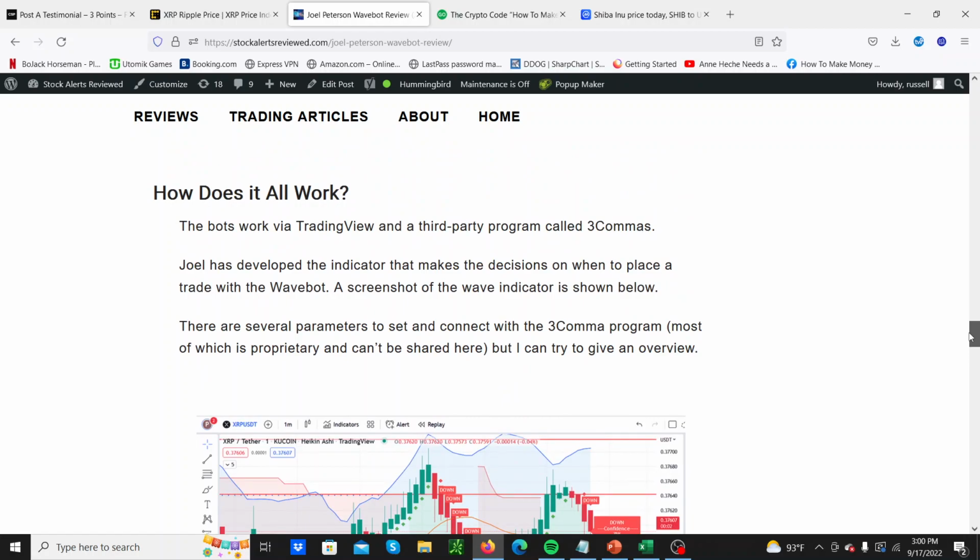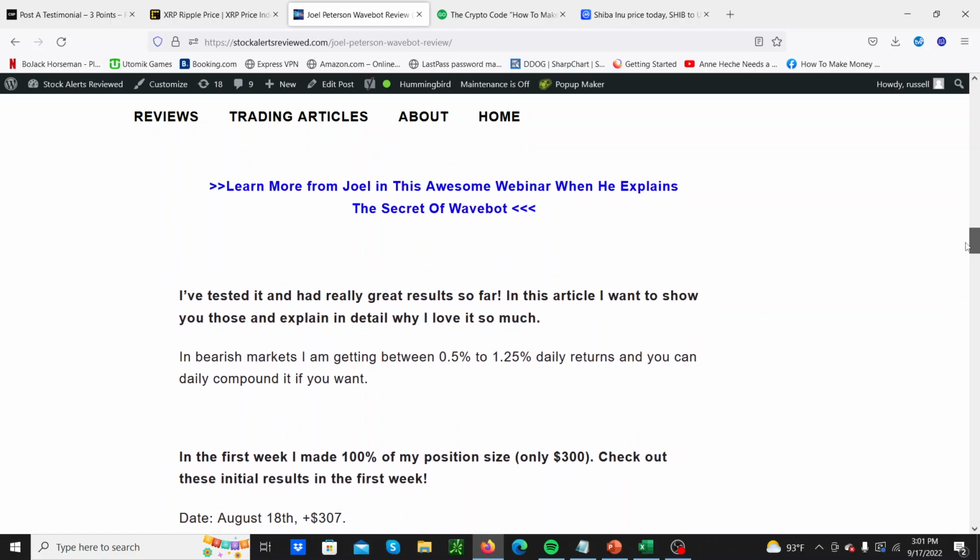And so that's something that was asked: how does this work? Well, it uses TradingView and a third-party program called 3Commas. And so there's a small cost associated with that. It's not much though. It's like $15 a month or something. It's not much at all. And the idea has been pretty good.